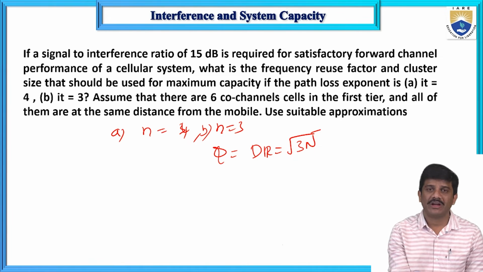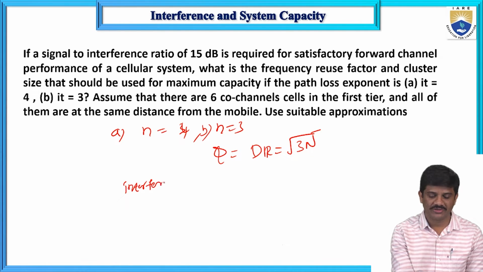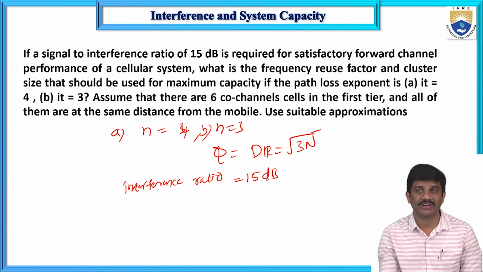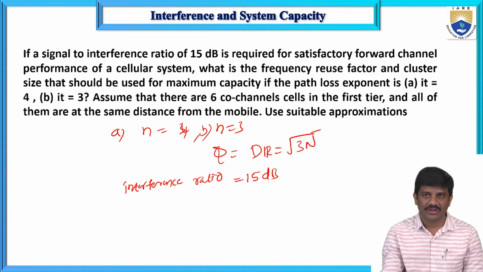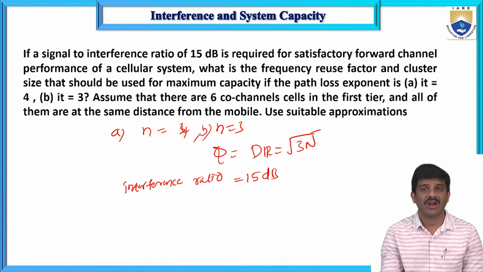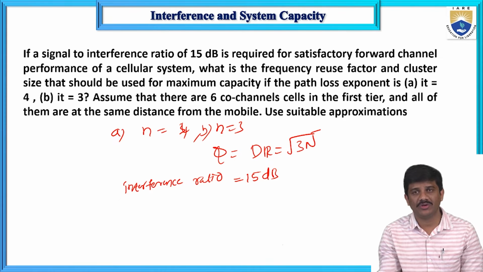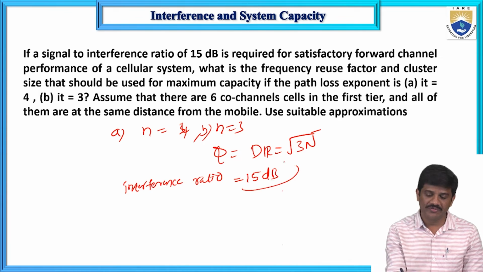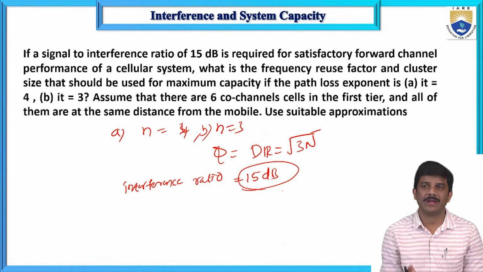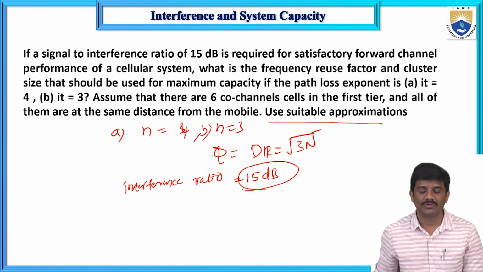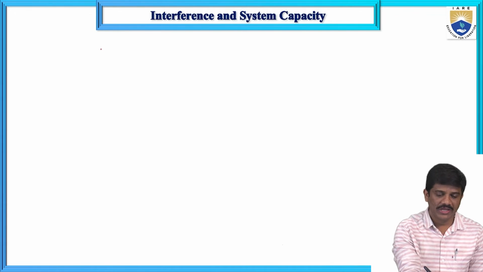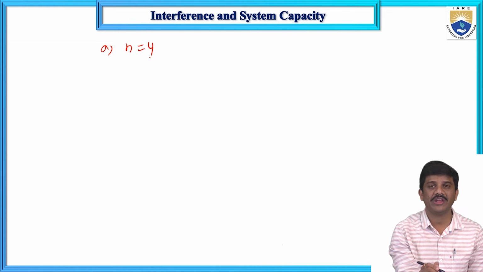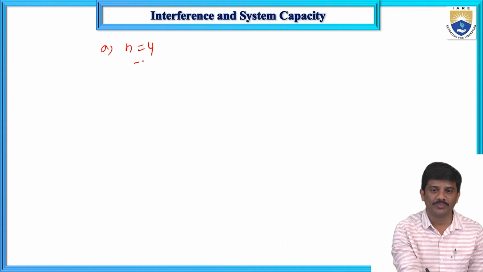Here, what is the given data? The signal to interference ratio is 15 dB, required for satisfactory channel performance. Then we can assume a cluster size and go with the reuse ratio, and find which value is satisfactory for 15 dB. For that, since they told us to use suitable approximations, take for example case A, n equal to 4. Then we can assume a 7 cell cluster.